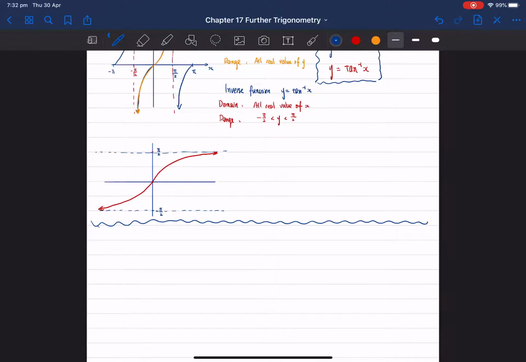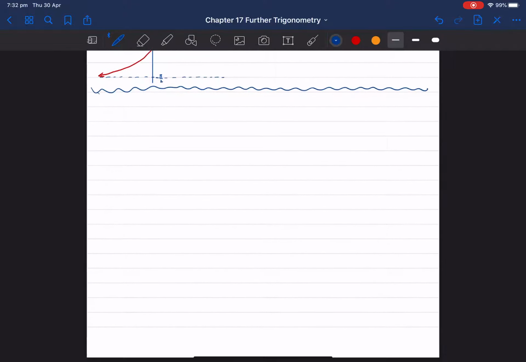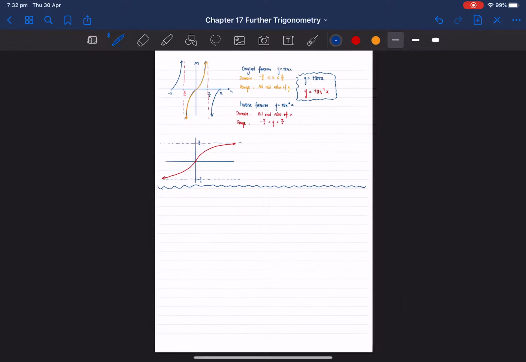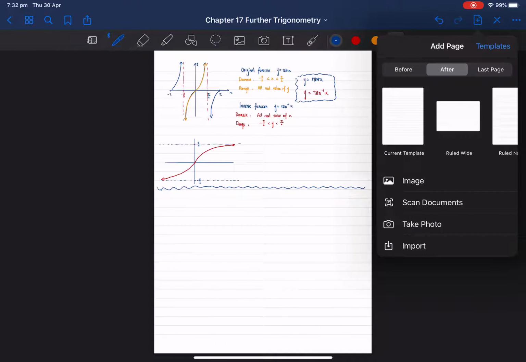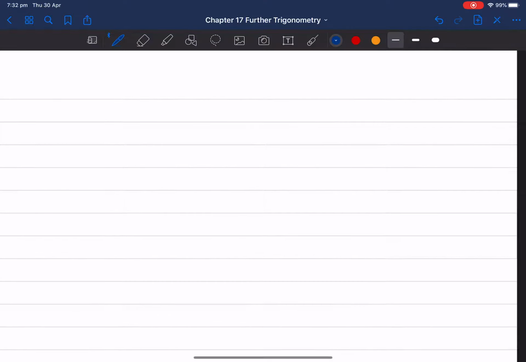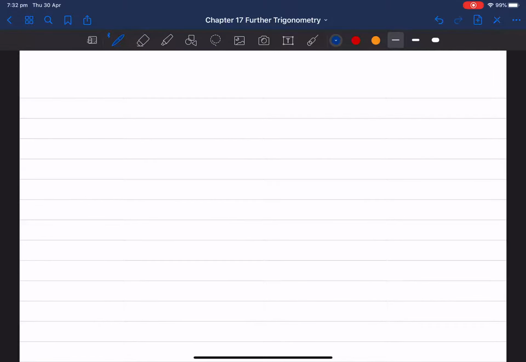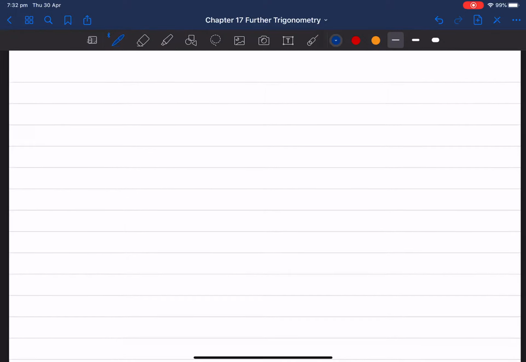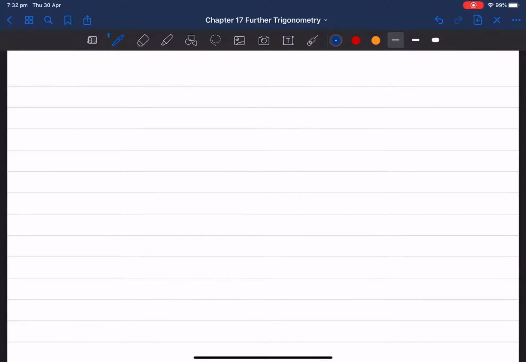All right, okay. So let me just write down a summary here. How about I just create another page and I'll write a summary so we can use that summary to do the question. I'm just going to write down the domain and range for all three inverse trig functions. And we're going to use this information to do the later questions, okay?